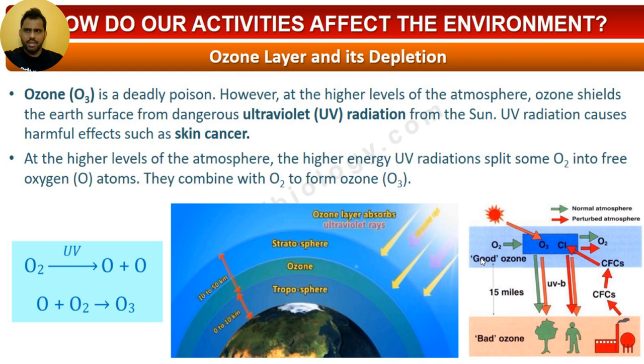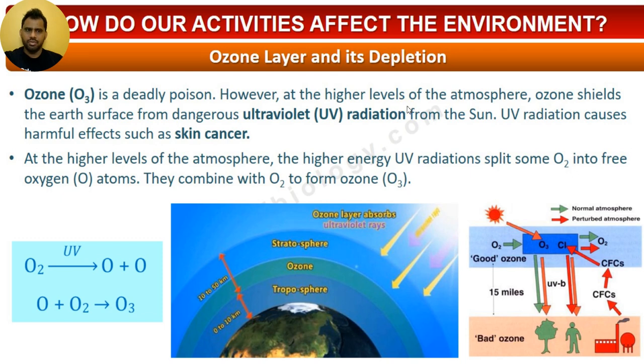Now let's go ahead and read about the ozone layer and its depletion. We hear in the news every time that the ozone is getting depleted, that the ozone layer on top of Antarctica has been depleted and all those things. So what exactly is ozone? Ozone is three atoms of oxygen, O3, a deadly poison.